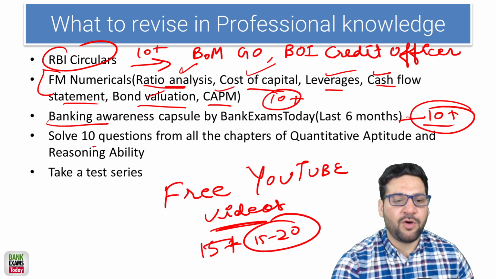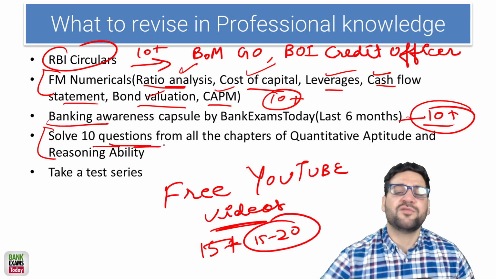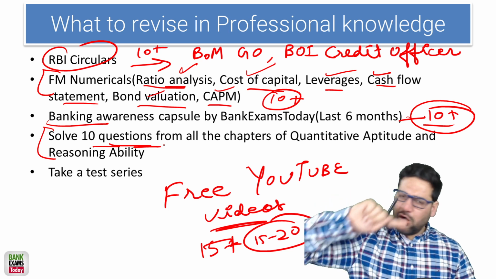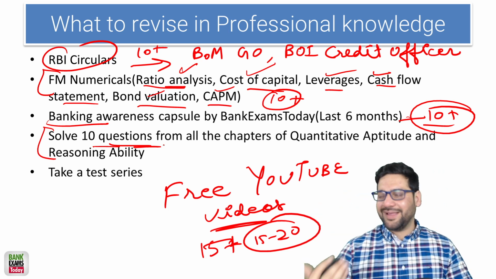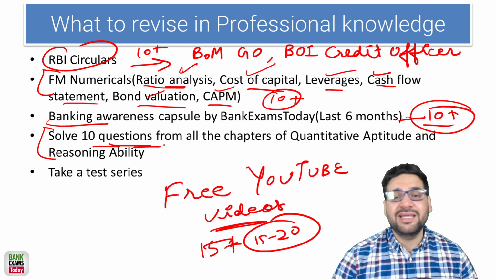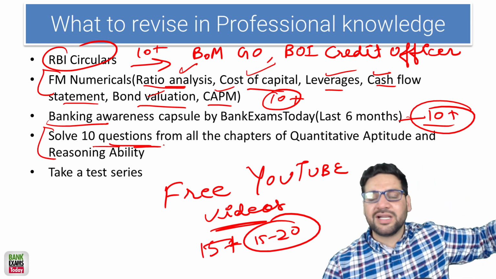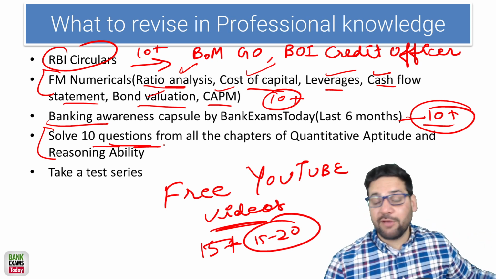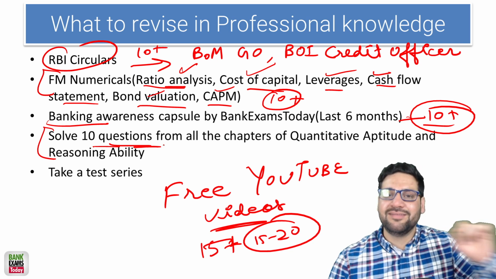So 10 questions from all the chapters. In the last 10 days you should solve 10 questions from all the chapters, from quantitative aptitude, data interpretation, reasoning ability, all chapters. That's what I can recommend, because at the time of that exam, people skip really easy questions because they are really overconfident about quant, reasoning and English language. You should not be overconfident, right? Don't be overconfident. Solve 10 easy questions.